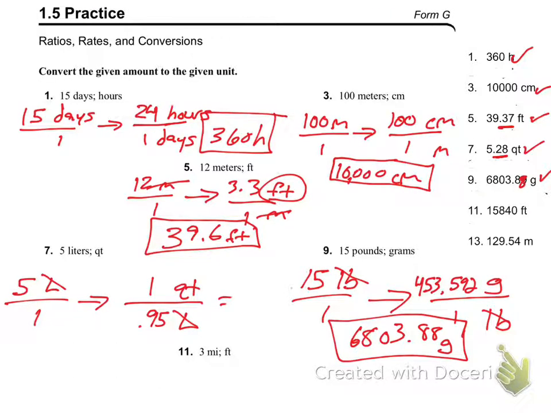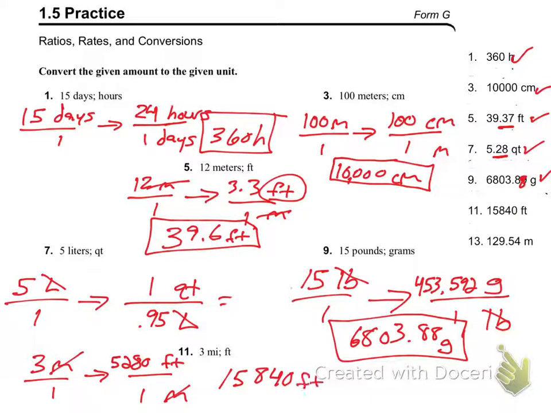11, 3 miles to feet. So 3 miles over 1. I'm going to convert that into feet, and miles is on the bottom. I know that in 1 mile there are 5,280 feet. So I'm going to multiply across. This is going to cancel out here. 3 times 5,280 is 15,840 feet. You could put it over 1, but any number over 1 is just itself. So 15,840 feet.